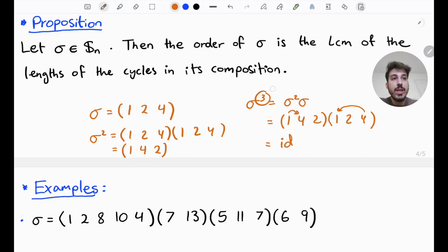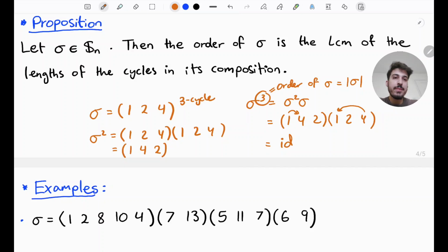So in fact, 3 is the order of sigma, which we denote by this symbol here. So the order is equal to 3. So what is happening here? Why is the order equal to 3? Is it because sigma is a 3 cycle? The answer is yes. Absolutely, it is because of that.